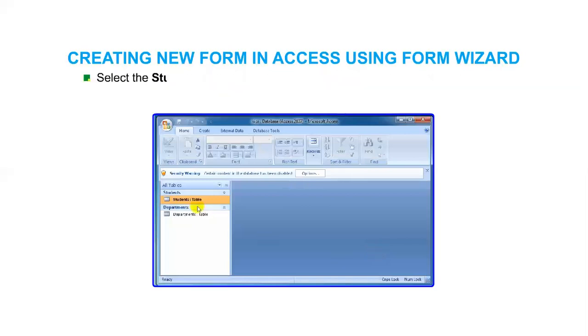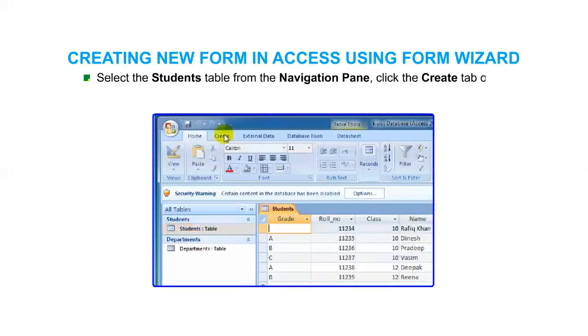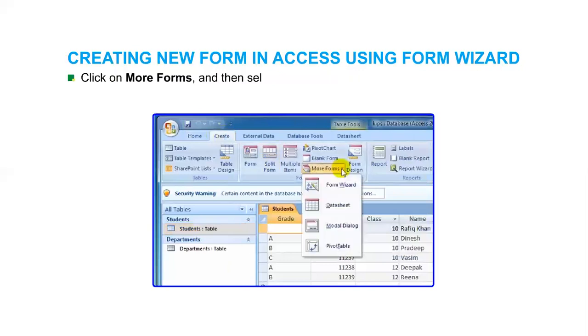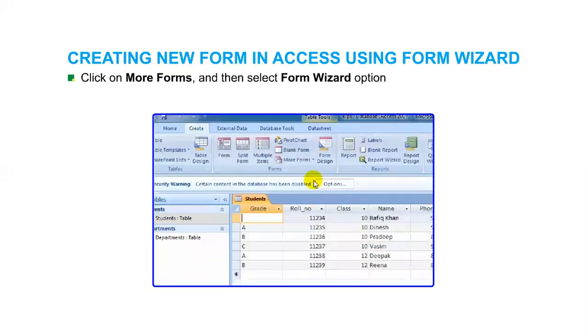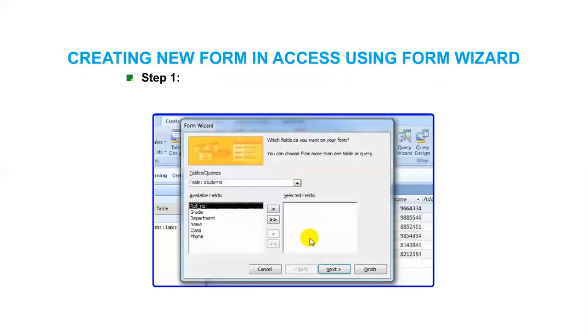Select the Students table from the navigation pane. Click the Create tab on the ribbon. Click on More Forms and then select the Form Wizard option from the drop-down menu. Step 1. The Form Wizard dialog box appears on the screen.